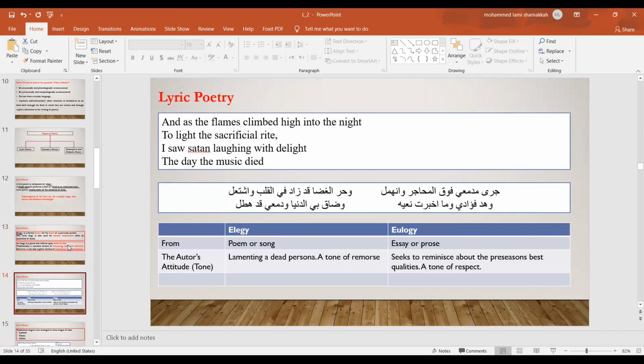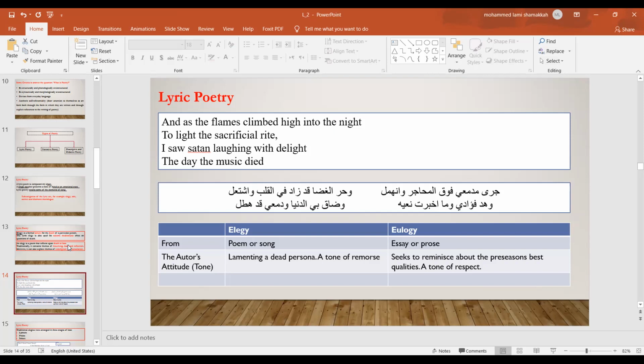And we have two concepts in elegy. You need to differentiate and understand those two concepts: elegy and eulogy. Mainly, when we talk about elegy, it is a poem or a song. It takes the form of verse. And when we talk about eulogy, it is an essay. It takes the form of prose.